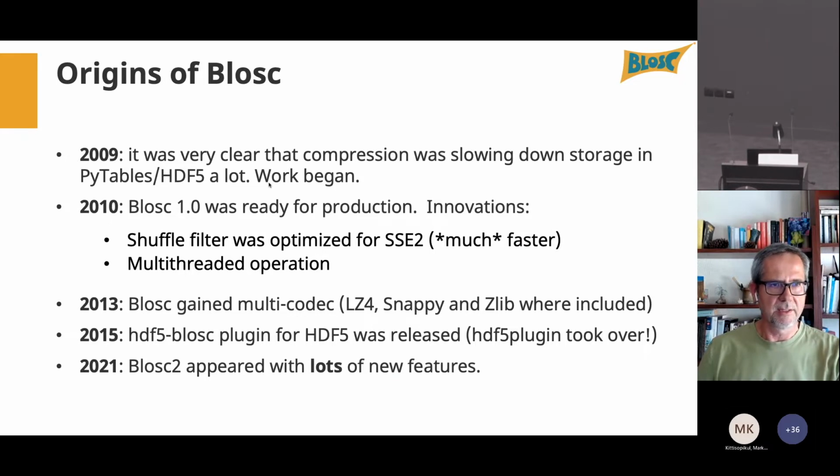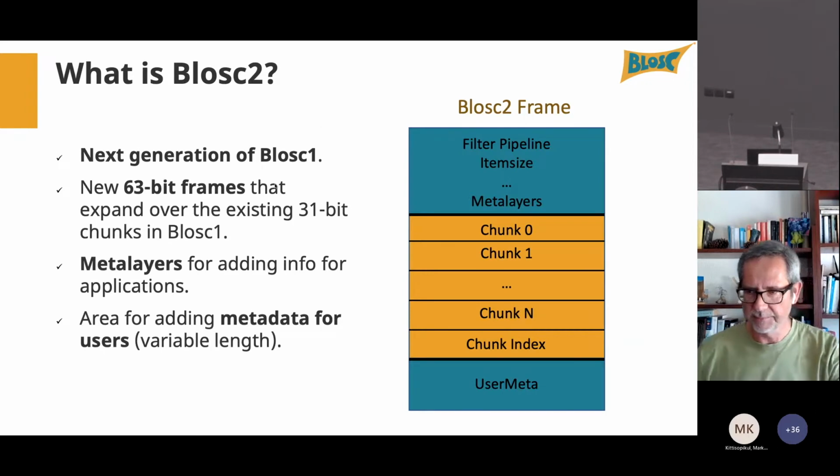Regarding the origins, by 2009 it was very clear that compression was slowing down storage in PyTables and HDF5 a lot. So work began towards producing Blosc, and one year later Blosc 1.0 was ready for production. Among its innovations was a shuffle filter optimized for SSE2 and Intel CPUs, which is much faster, and also multi-threaded operation. Then last year we released Blosc2, with lots of new features that I am going to describe now.